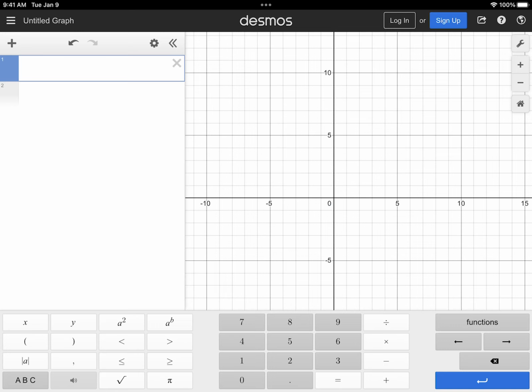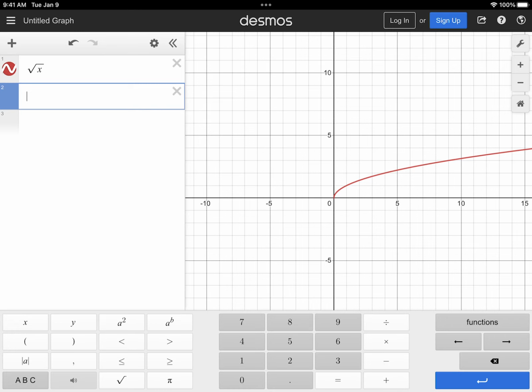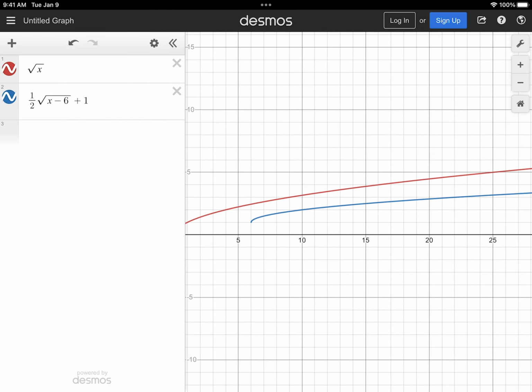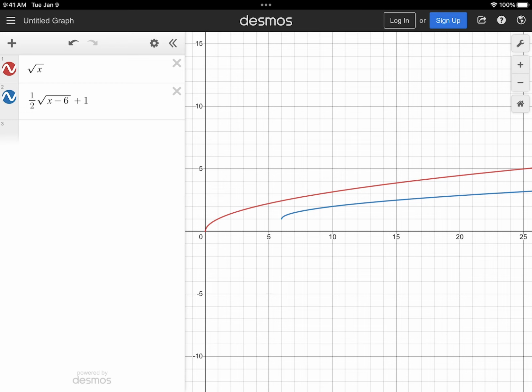All right, so let's put our parent function on here. We have the square root of x, and then our transformed function is 1/2 times the square root of x minus 6 plus 1. All right, so there it is. Let's actually make this red and make this blue just to stay consistent with our colors. I always made blue the parent function.